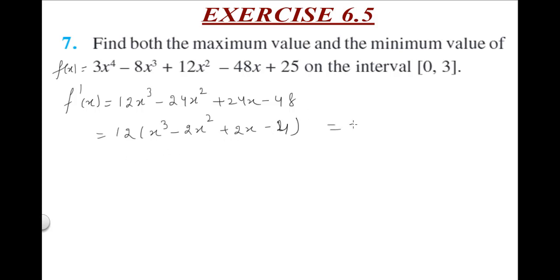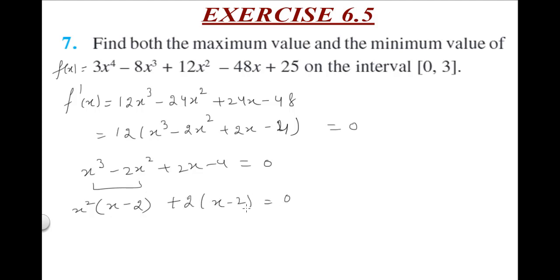Now we will be equating it to 0. So we have x cube minus 2x square plus 2x minus 4 is equal to 0. In these two terms, x square is common. We will be left with x minus 2 inside the bracket plus 2 multiplied with x minus 2 equals 0. So we have two factors, x square plus 2 and x minus 2. From here we get two values of x. So from here x square equal to minus 2, this is not possible. It will give an imaginary answer. So the only critical point is x equals 2.